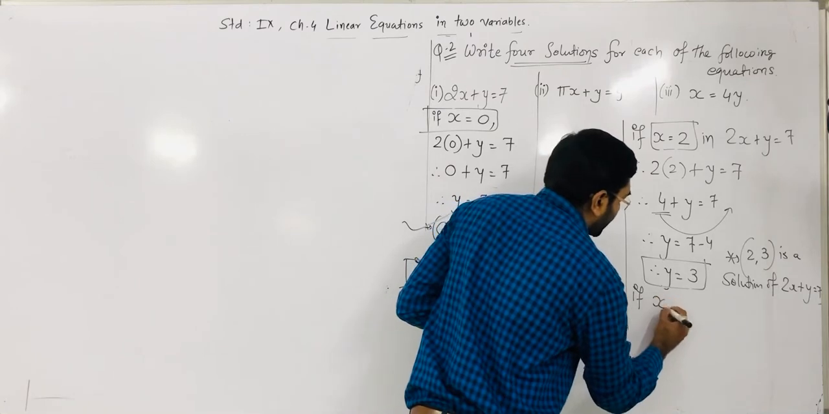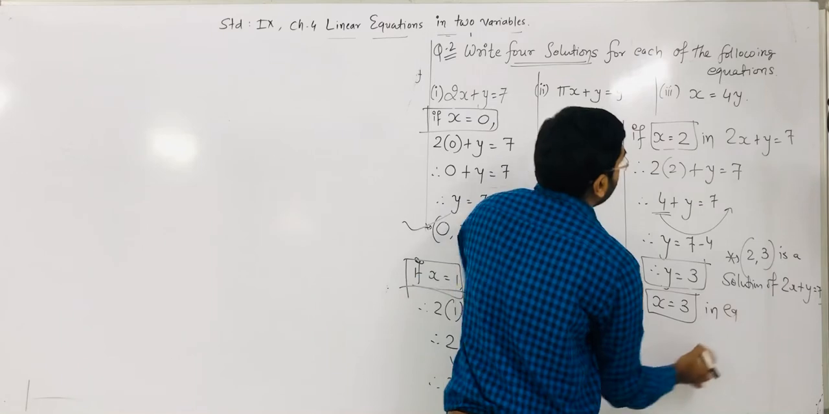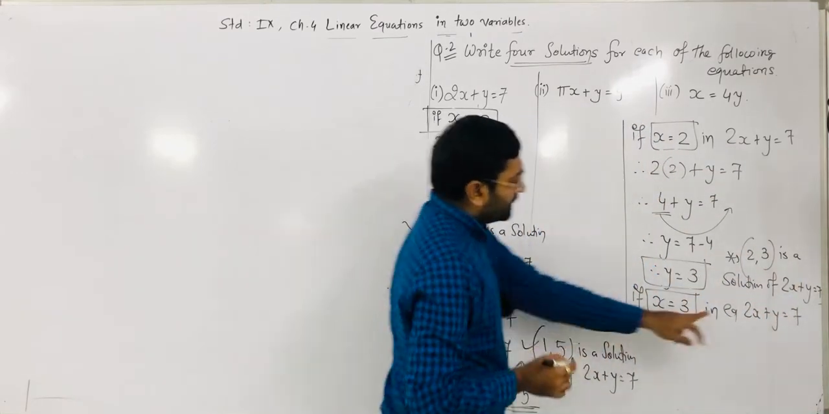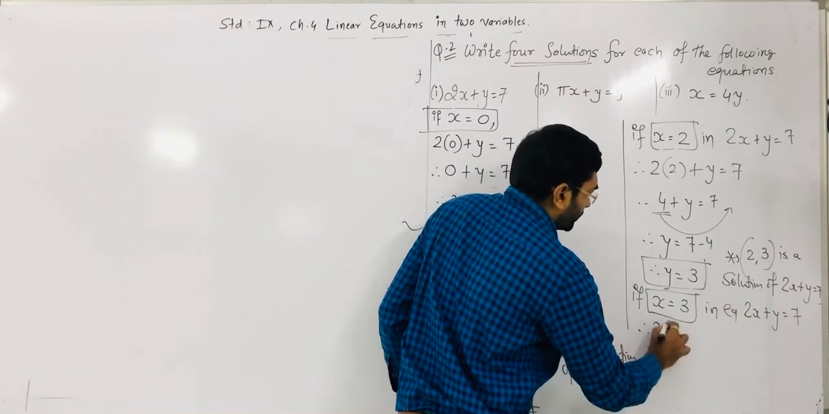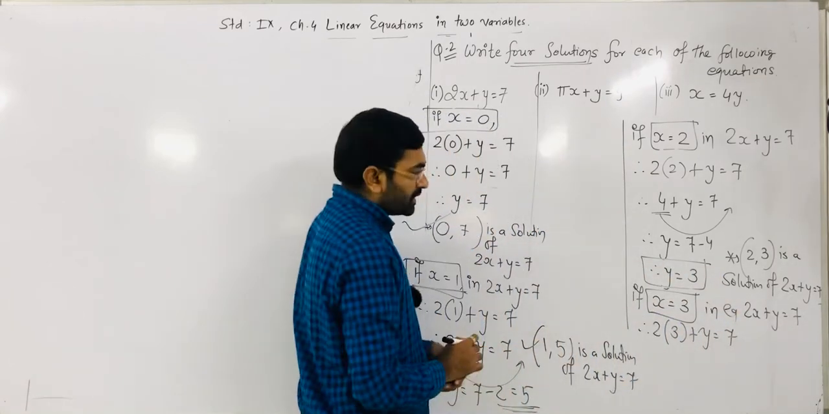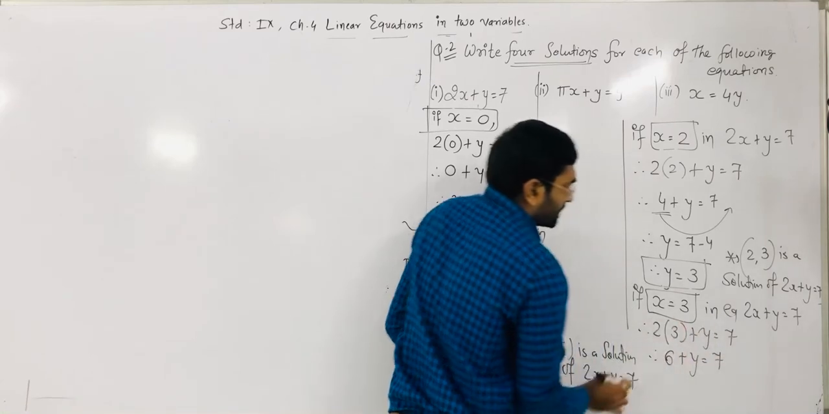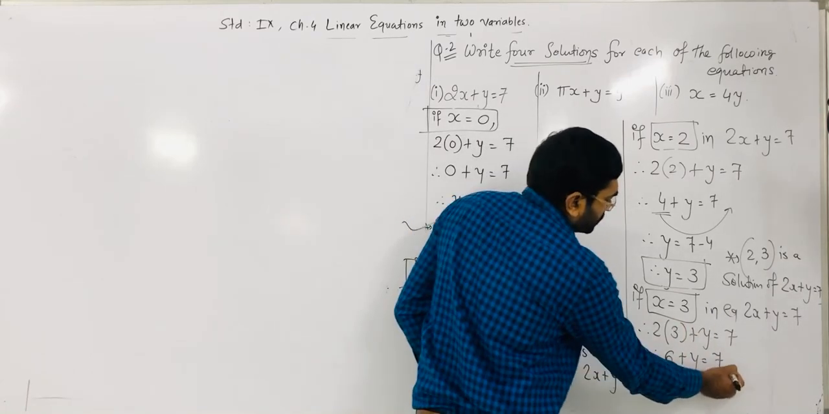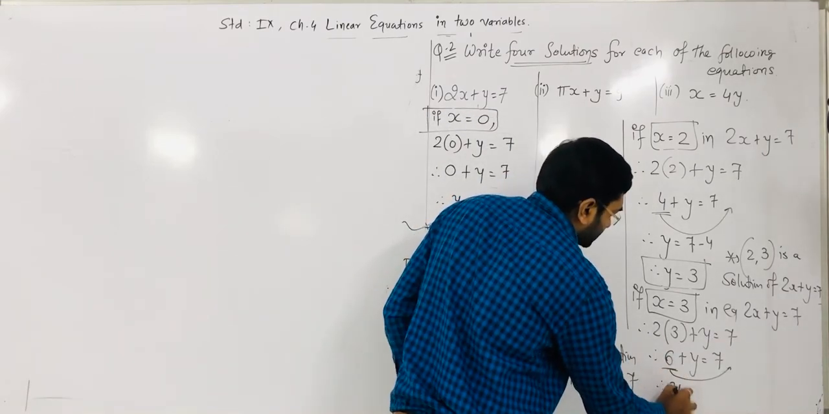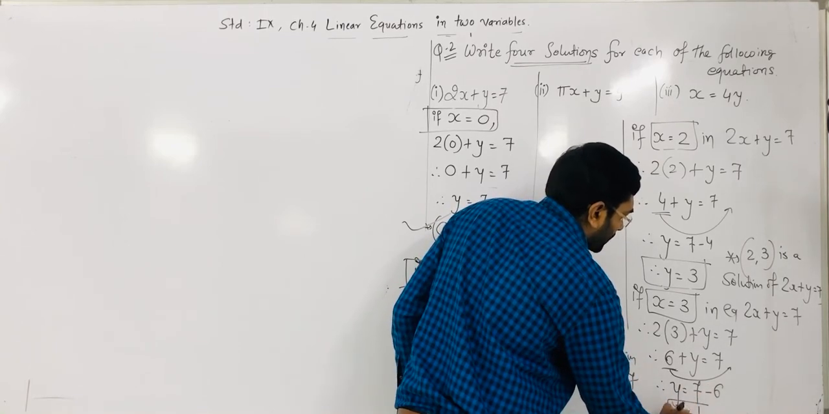Now if I take x is equal to 3 in the equation 2x plus y is equal to 7, I put here x is equal to 3. So 2 times 3 plus y is equal to 7. So 2 threes are 6, plus y is equal to 7. Plus 6 goes to the right hand side and its sign changes, plus 6 becomes minus 6. So we can write y is equal to 7 minus 6. So y is equal to 1 we get.